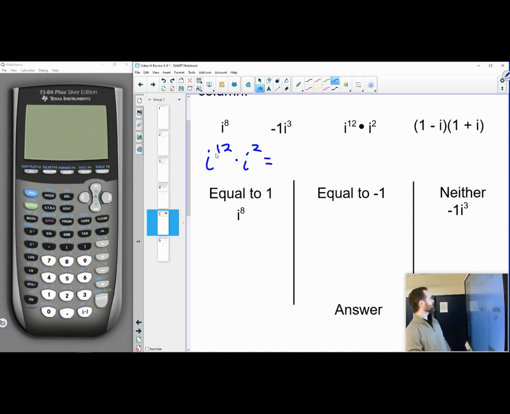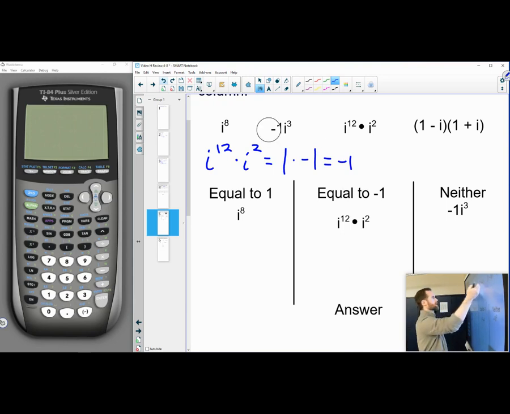Actually, I think earlier in this video, we wrote it as like i to the 14th, where we did a problem like that, where we added our exponents. I'm not going to do that this time, though. I like this 12, because that 12 is a multiple of 4. i to the 12th is just 1. So we get 1 times i squared, which is, i squared is negative 1. 1 times negative 1 is negative 1. So that one equals negative 1.